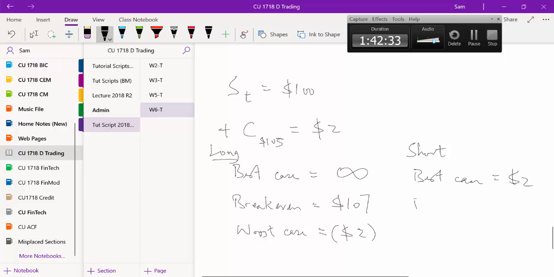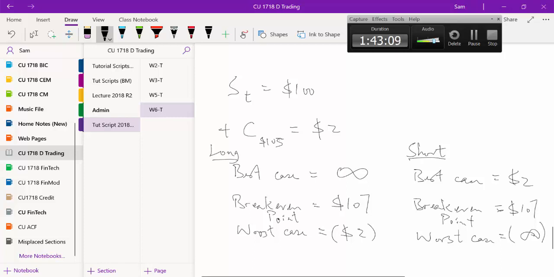What's your break even? When I say break even, I mean the break even point. Break even is when you make no money, you lose no money. The break even point happens at 107. What's your worst case? Your worst case is you lose an infinite amount of money. So it's exactly reversed. Can you see that?